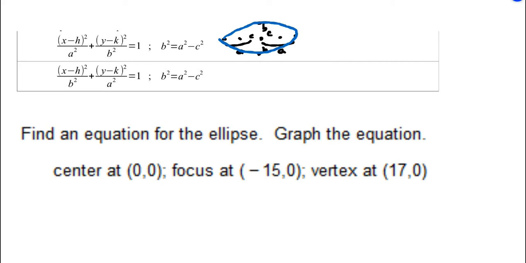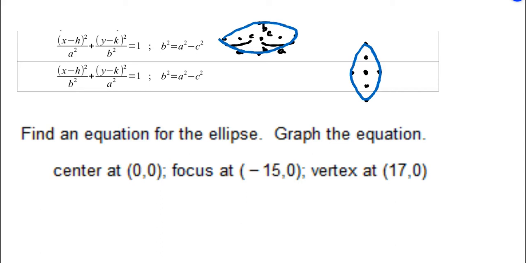For the vertical orientation, you have your center. C distance away, you have your foci. A distance away, you have your vertices along the major axis. Perpendicular to that, you have b distance away, your minor axis vertices, and touch all those vertices to sketch out the ellipse.